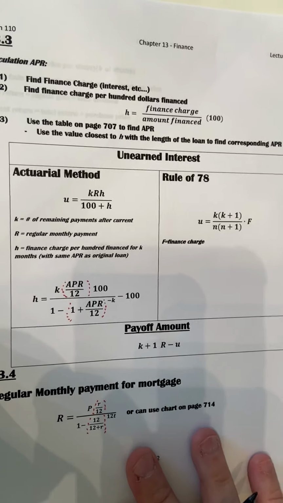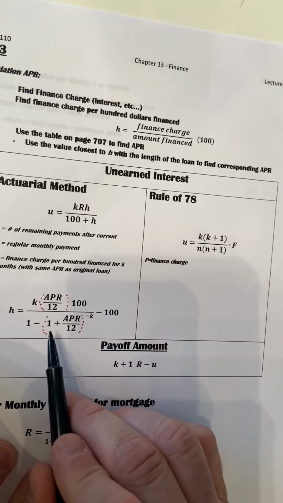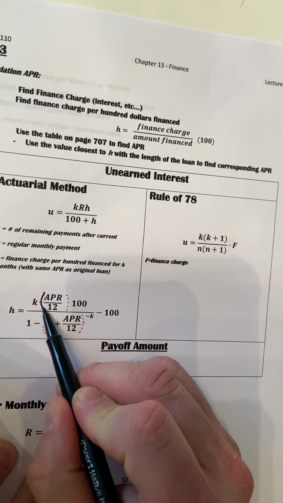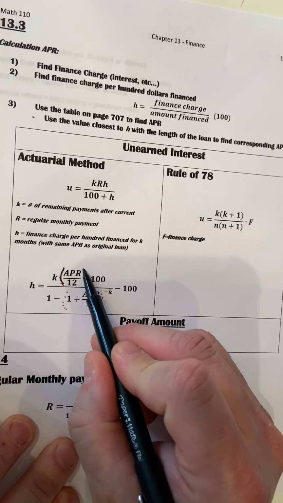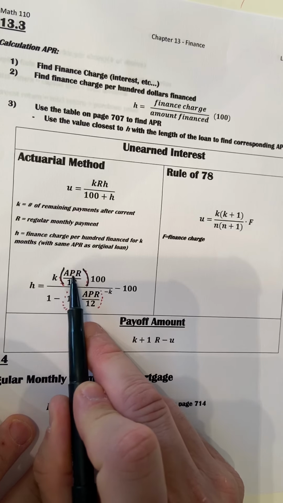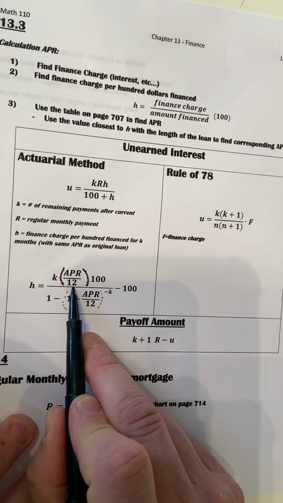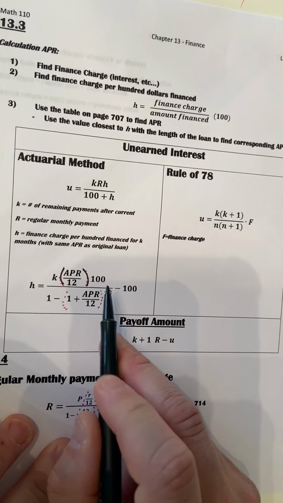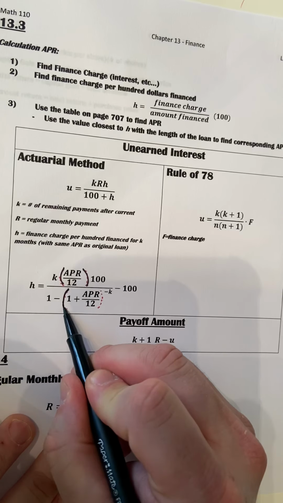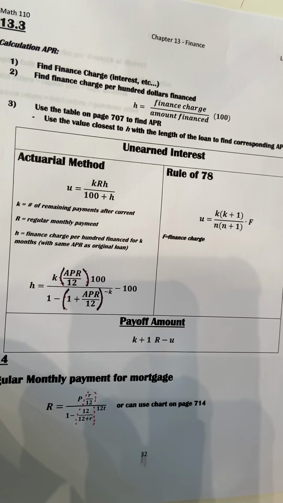On the next page, everything looks good here. I know when you're reading your notes, this K, APR, annual percentage rate, and 100, they're all in the numerator divided by 12. This formula is exactly the same, but they forgot the parentheses, both on the top and on the bottom.